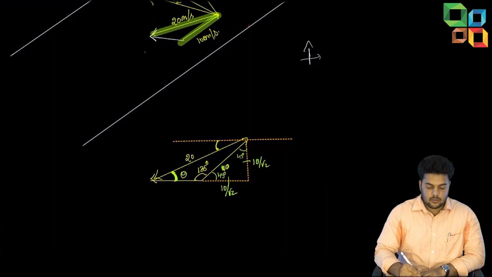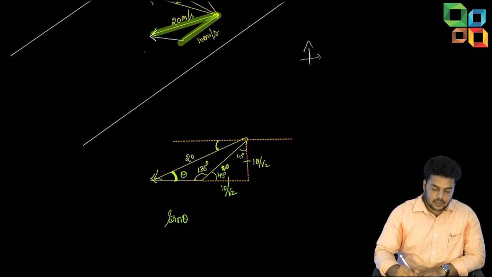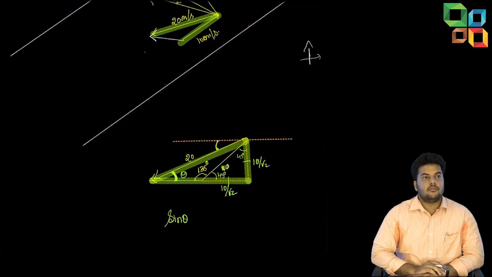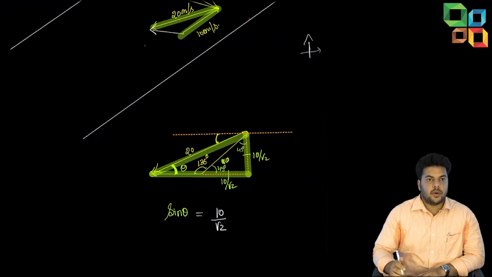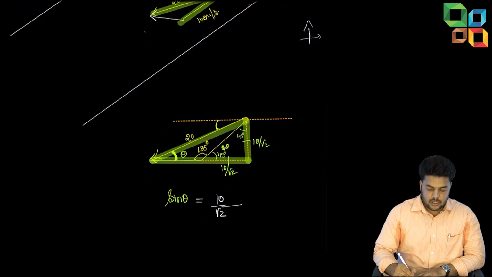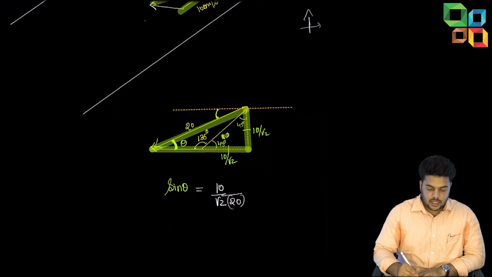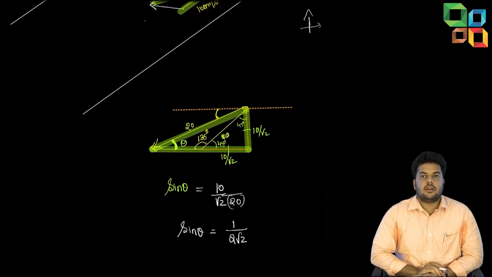Let's call this angle theta. What is sine theta? Look at this triangle over here. It's a right angle triangle, isn't it? What is sine of that angle theta? Opposite side, that is 10 by root 2, divided by 20. So this will come out to be sine theta is equal to 1 by 2 root 2. Okay, not something that you are used to, isn't it?